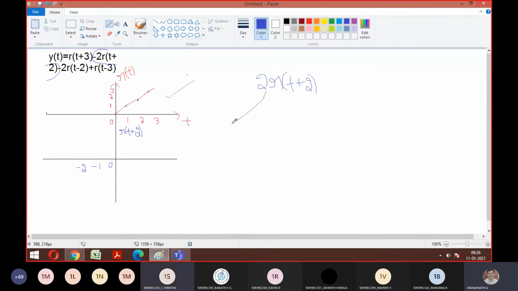So what is t plus 2, guys? I want to give advance by 2. It means this ramp function will shift towards the negative side by 2 units. Correct? So it is like 0 minus 2. It will start from here, minus 2. It goes like this, it goes like this.